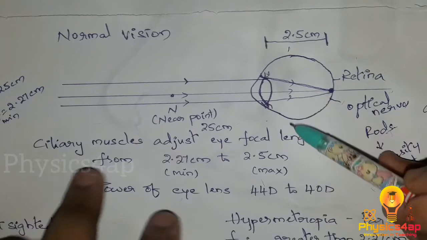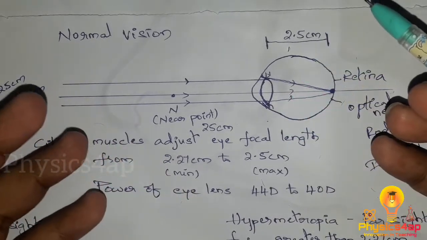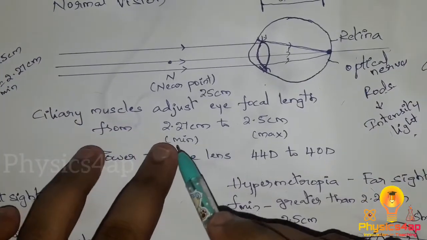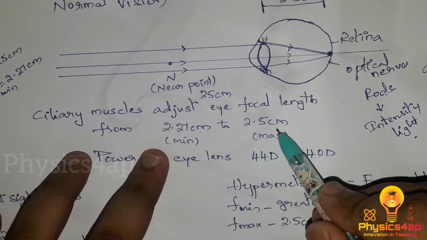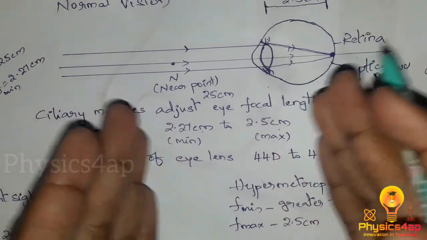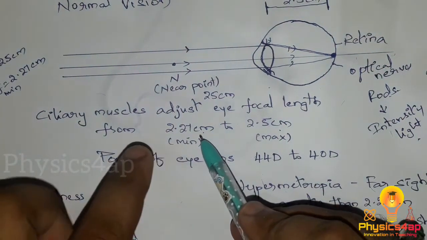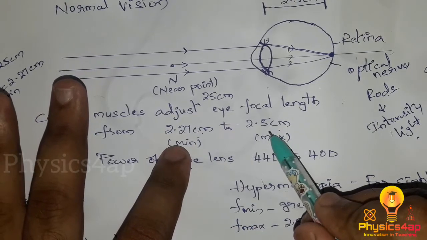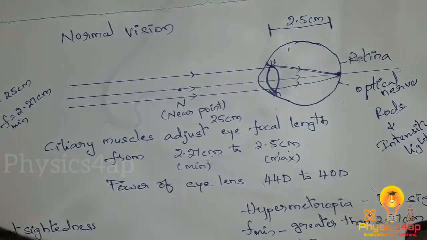Here we have the ciliary muscles. These ciliary muscles adjust the focal length of the eye, a process we call accommodation, and that focal length is adjusted between 2.27 centimeters and 2.5 centimeters. That is, it is adjusted only between these two. The minimum is 2.27 and the maximum is 2.5 centimeters. In between these, the focal length of the eye lens will be adjusted.